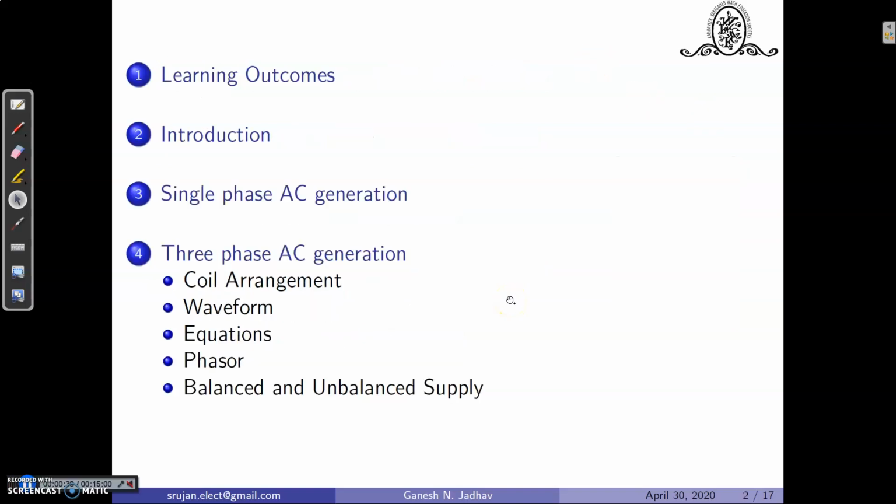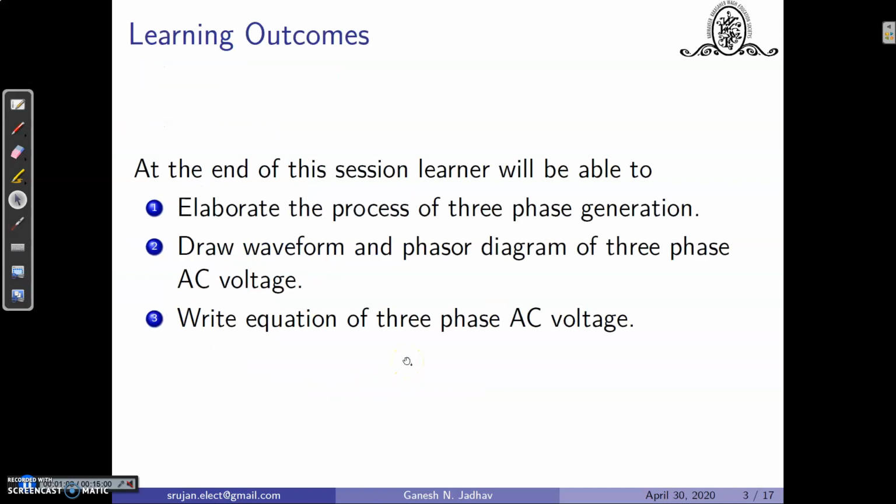This is the outline of my presentation. First, we'll see what the learning outcome is. Then we will introduce AC generation, then how the single phase is generated. Then three-phase AC generation: coil arrangement, waveform, equations, phasor, balanced and unbalanced supply, that we will discuss in today's lecture.